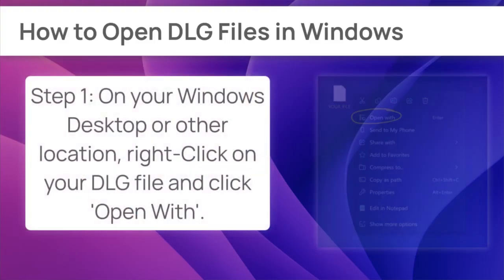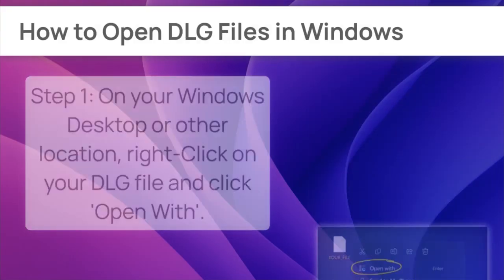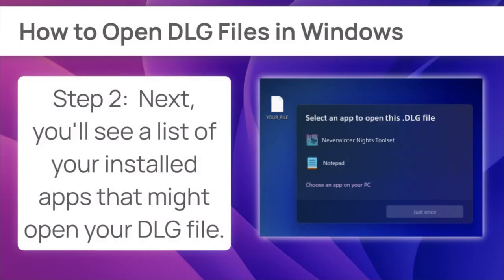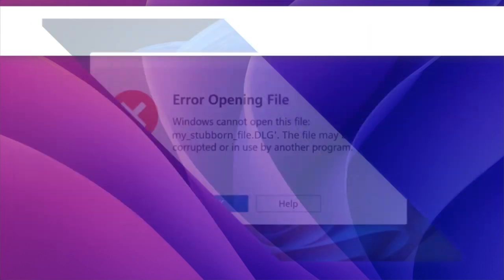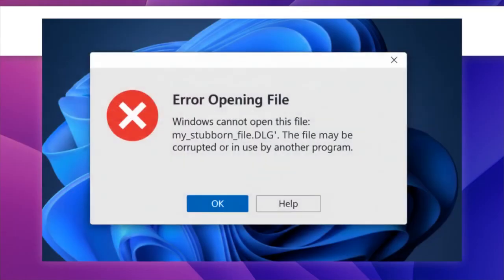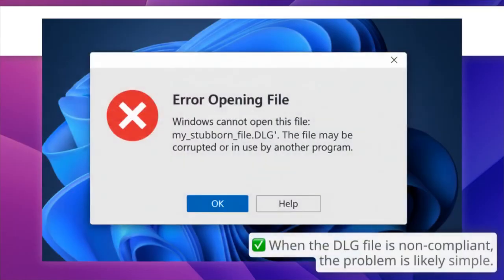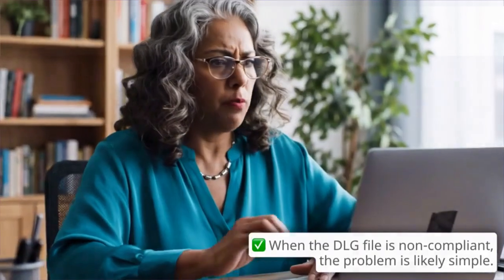Go ahead and right-click your DLG file, then choose Open With. Try the Neverwinter Nights toolset if it's an option. If it's not, just select another program. This trial and error process is standard for tricky files. The DLG file is more stubborn than we thought. We're moving into the next phase with the 3 essential steps to unlock it.